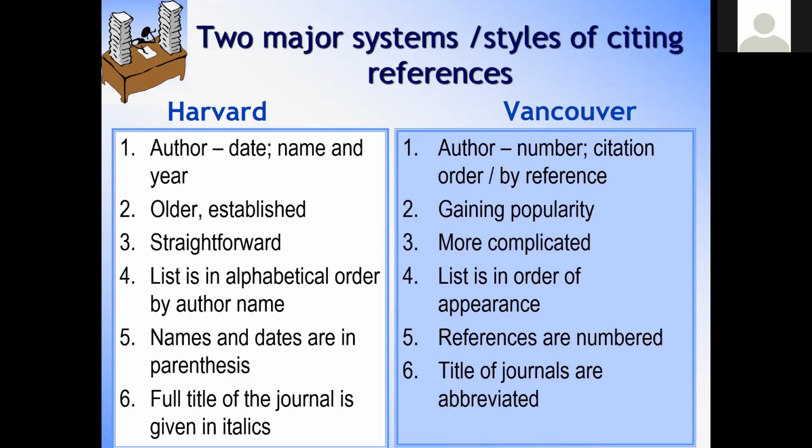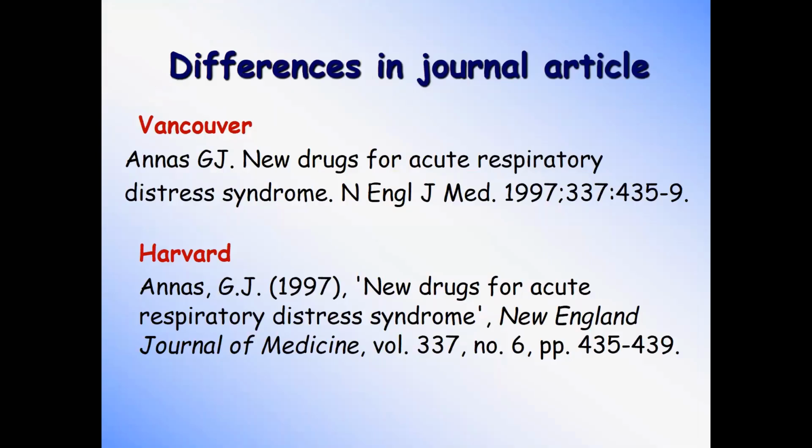The major difference, if you ask me, is that in Harvard it goes by the name, and the list is prepared alphabetically. In Vancouver, the list is prepared in the order in which references appear, the references are numbered, and the titles of the journals are abbreviated. In Harvard, the full title of the journal is given, and it is given in italics. So basically it is something like this. This is the last name of the author.